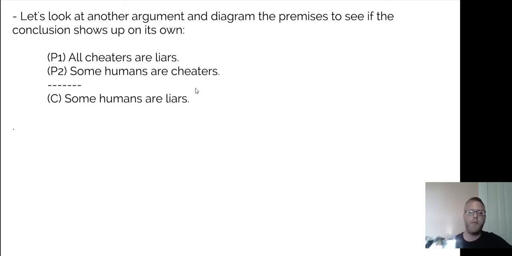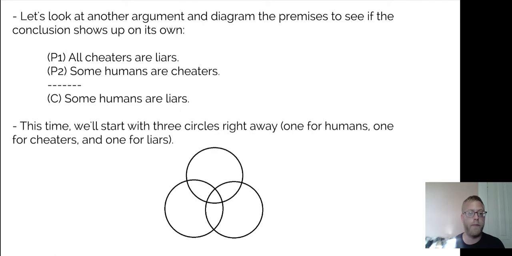Last time I started with just two statements, to see if a conclusion would show up. This time we want to do what we're really interested in, which is looking at a whole argument and seeing whether or not it's valid. And we're going to do the same thing as we did last time. We represent both of these statements in one big diagram, and then we'll see if the conclusion shows up, like it did last time.